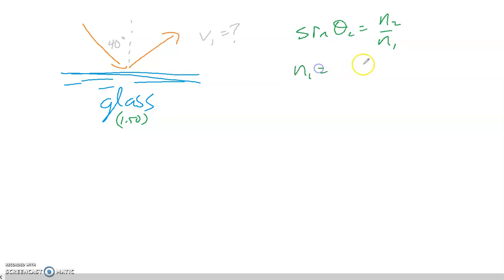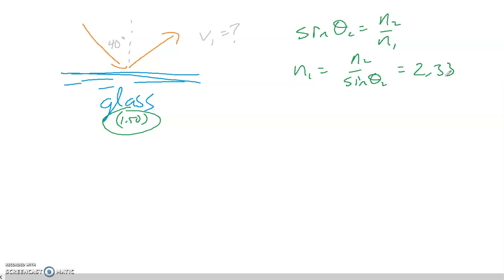So my n1 is just going to be my n2 divided by sine theta c, and I can solve for it. And I know that index has to be more than the 1.5 for the glass because you have to start in the higher index material. All right, so if I do the calculation, I get an index of around 2.33. So actually really close to what diamond would be.